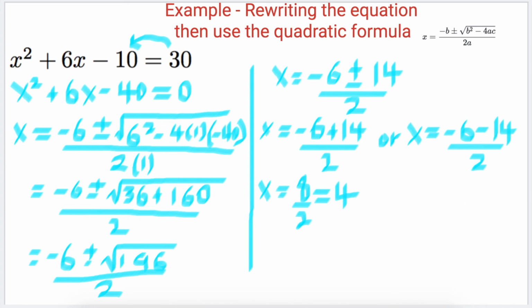Now let's solve the right side. Negative 6 minus 14, you get negative 20 divided by 2, and that simplifies to negative 10. So these are the two solutions for that quadratic equation.